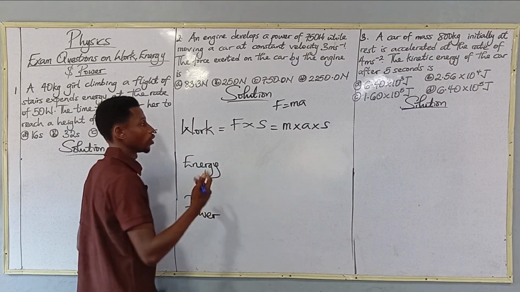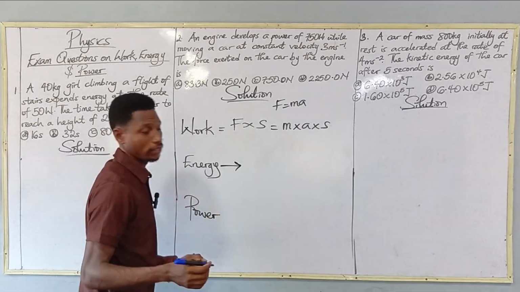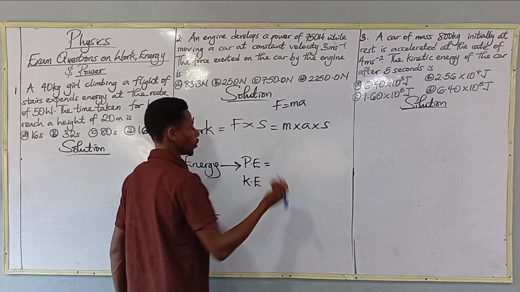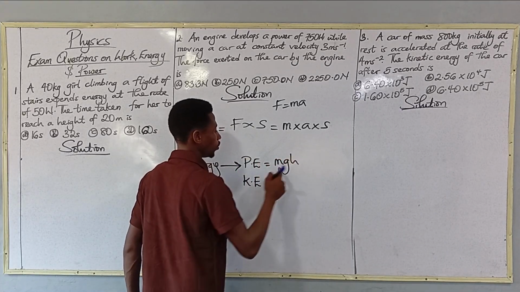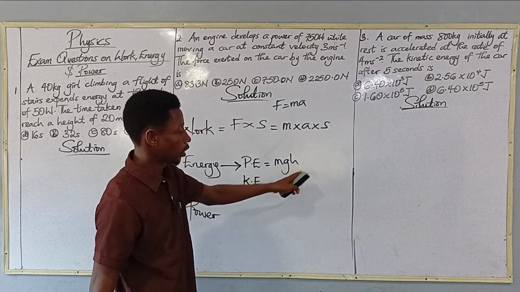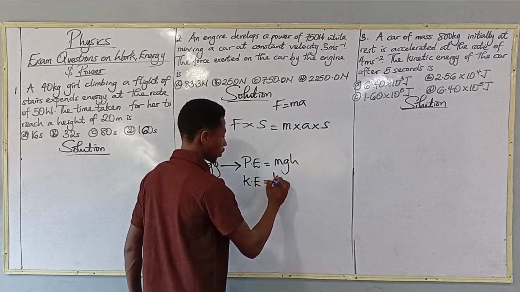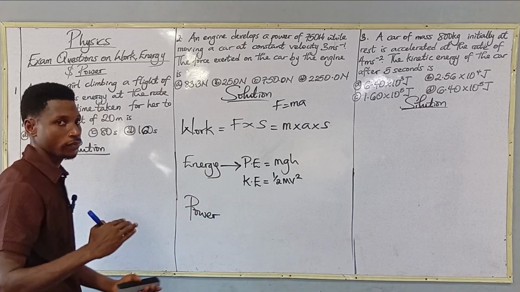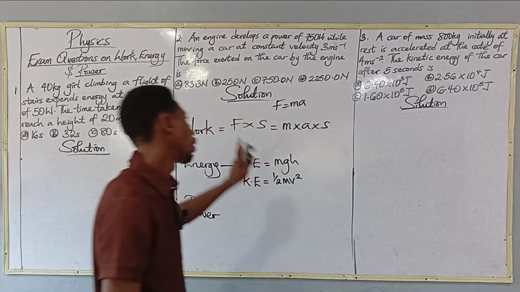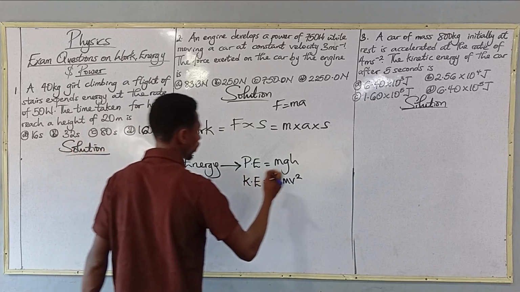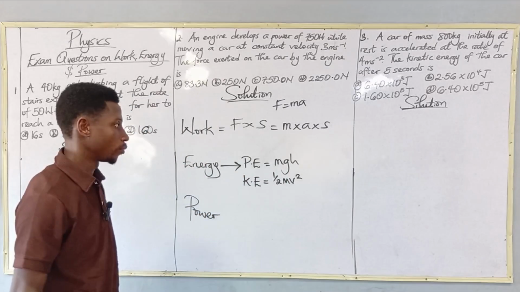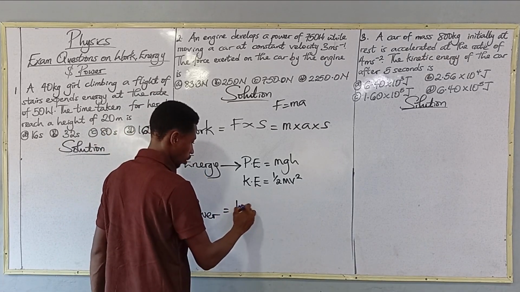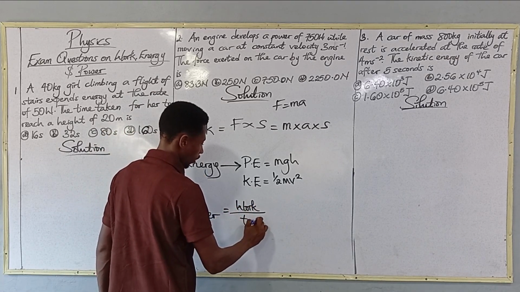Now the energy that is discussed under this topic is mechanical energy, which is divided into two. We have potential energy and kinetic energy. Potential energy is simply mgh, the mass times acceleration due to gravity times the height, and kinetic energy is half mv squared, where v is the velocity of the body. So kinetic energy is simply energy possessed by a body in motion. Potential energy is the energy possessed by a body by virtue of its position, mostly at rest at a height from the ground. While power is work done over time taken.